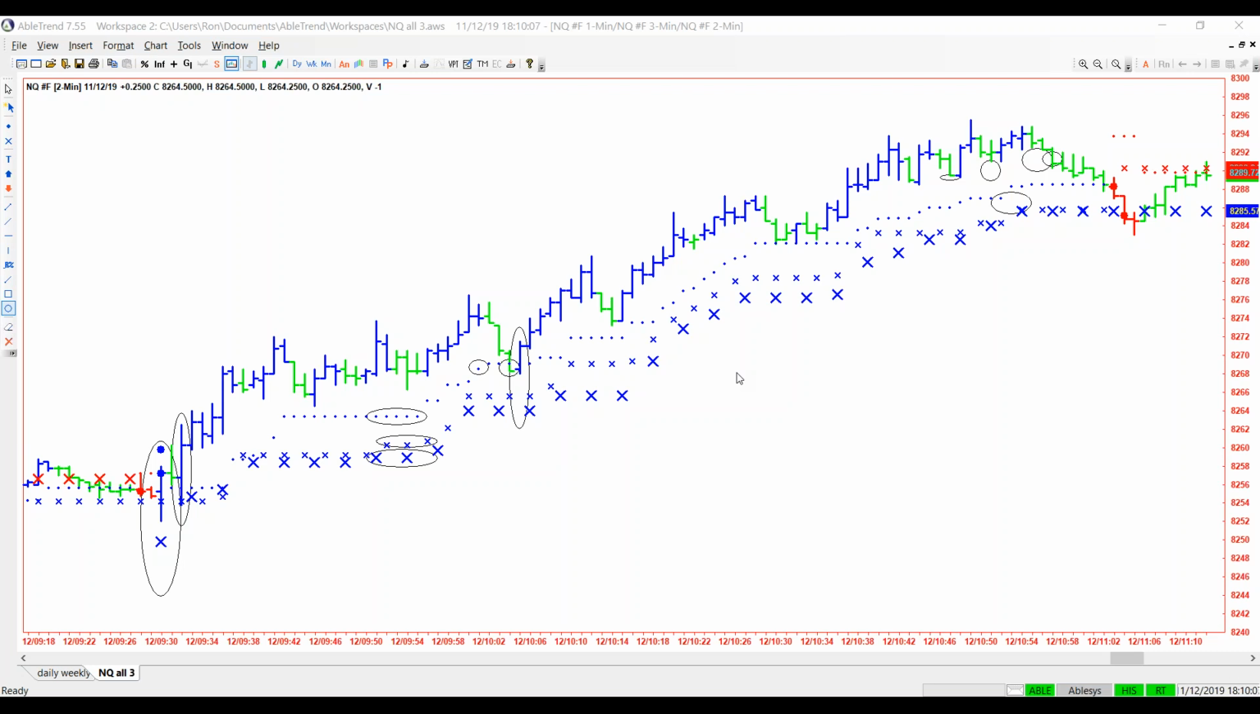Venki's asking, does it work on a Renko? Don't really know, Venki, because we don't use Renko. It's got such a fantastic track record with the minute charts and the tick charts that's what we stick with. Obviously, if it's working so well all these years, we haven't changed anything.